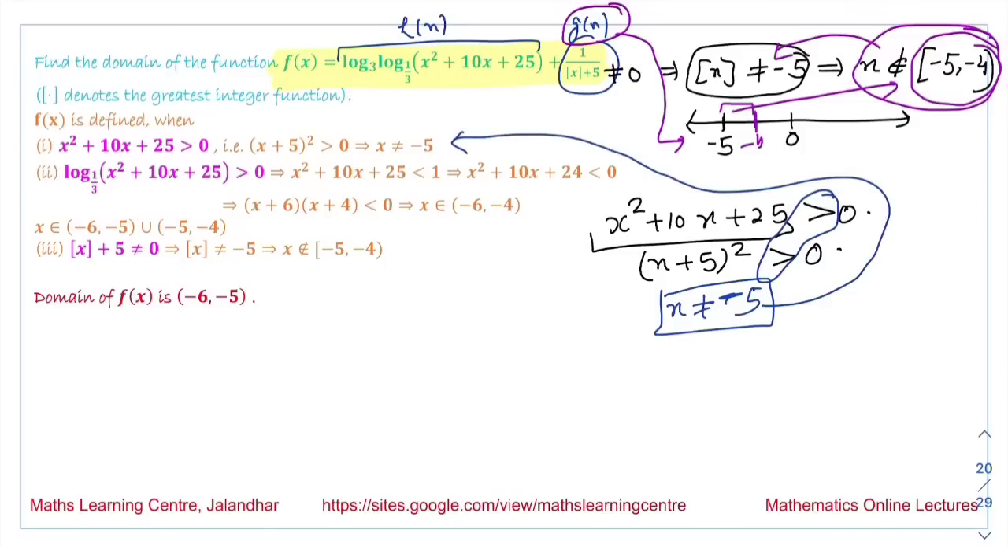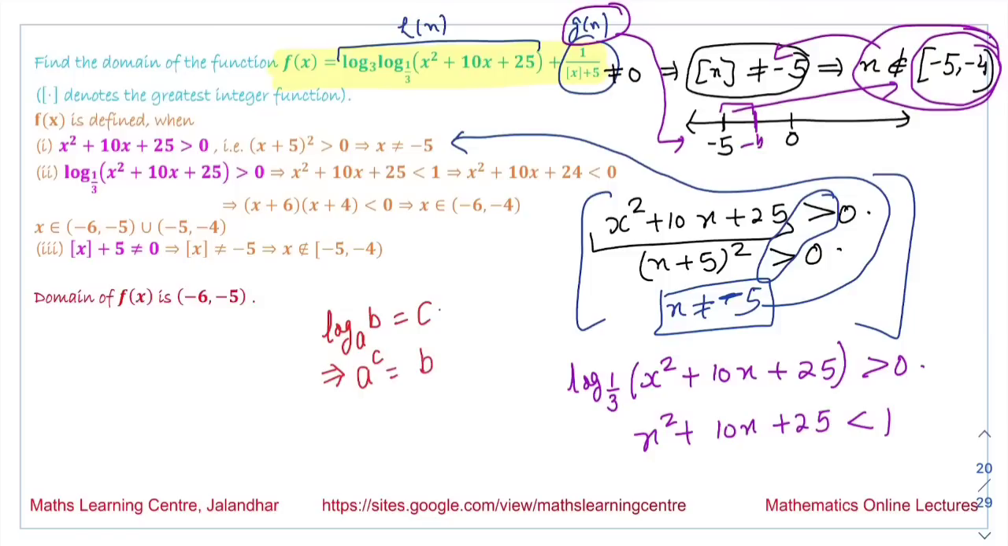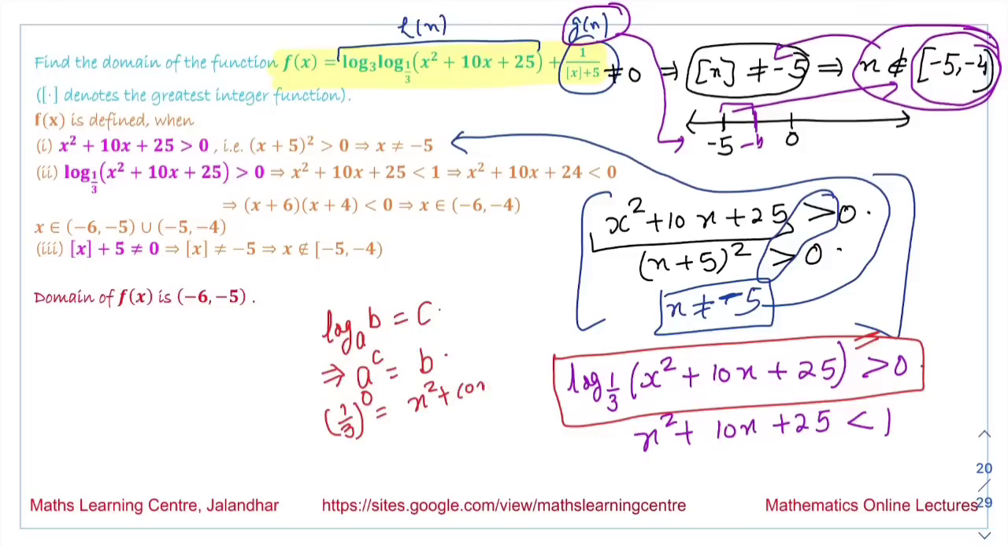Next, the second condition we will have is that log base 1 by 3 of x square plus 10x plus 25 should be greater than 0. So what we get is that x square plus 10x plus 25 should be less than 1. We are having the condition, if log a b is equal to c, then what this actually means is that a raised to the power c is equal to b. So when we compare it with this equation over here, suppose it is an equality sign over here. So we have 1 by 3 raised to the power 0 should be equal to x square plus 10x plus 25.